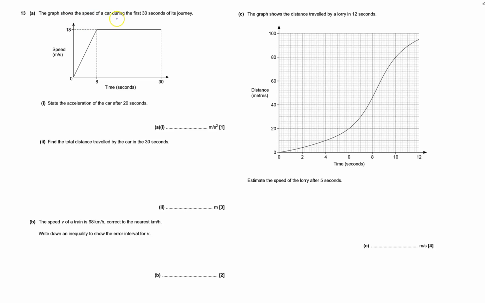The graph shows the speed of a car during the first 30 seconds of its journey. Speed-time: show the acceleration of the car after 20 seconds. So 20 seconds is here. What is the acceleration? Well, how much faster is it getting? Well, it's not. It's staying at 18 meters per second the whole way through on this part of the journey. So acceleration is 0, because acceleration on a speed-time graph is the gradient, and the gradient is 0 there.